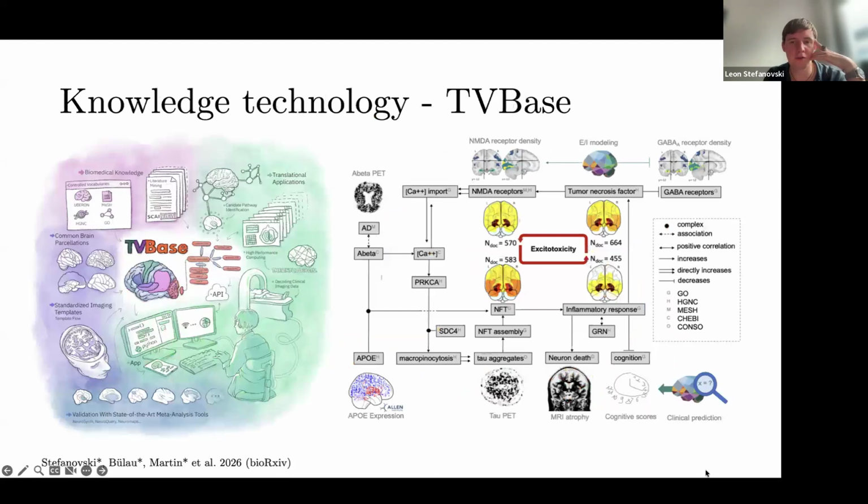But we can also go towards developing even new treatments. And here we use again the TVB mapping tool. And what we did is we used also the knowledge graph that I showed you before, neuroimaging, and extracted just the nodes in the graph with the most spatial information.